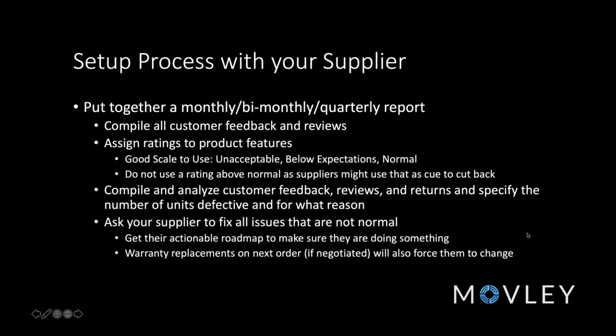And a good scale to use, so for example, a product feature might be a lamp. The lamp plugs into the wall and the light is bright. That could be a product feature. Assign a rating to all the product features, whether it's durability, function, or whatever other features you might have of your product. And the scale might be unacceptable, below expectations, and normal. This is a scale that we've seen used, and it's highly effective.